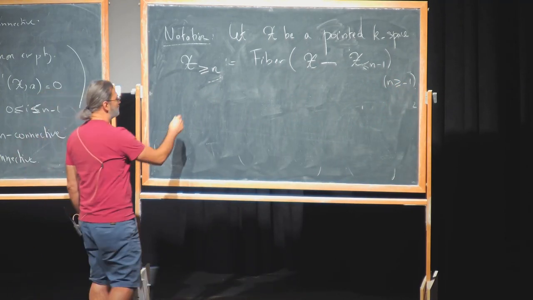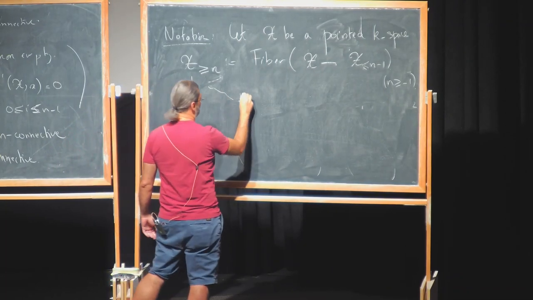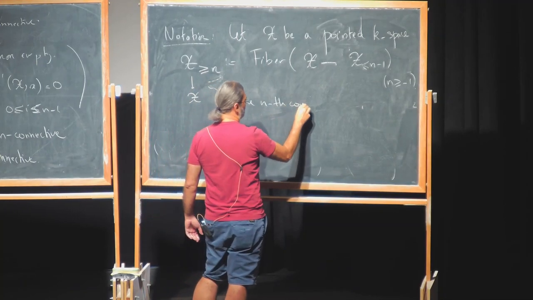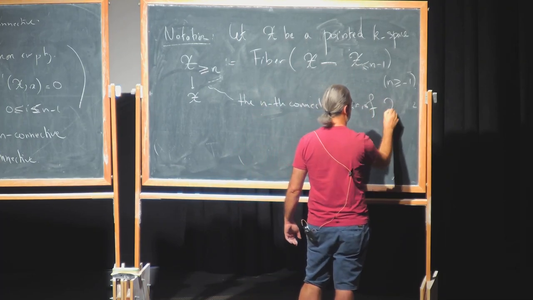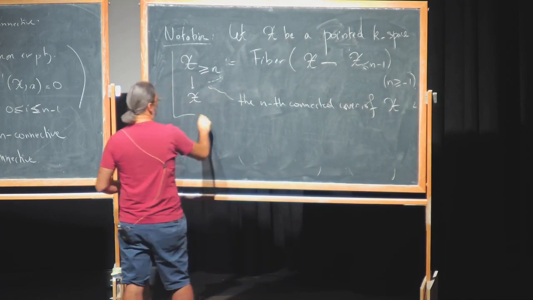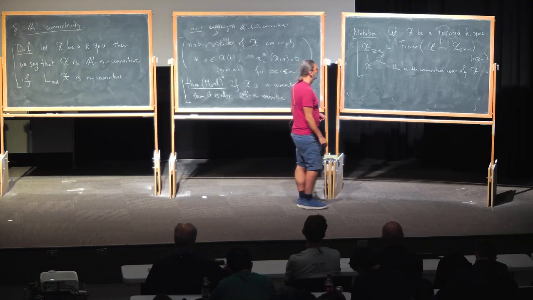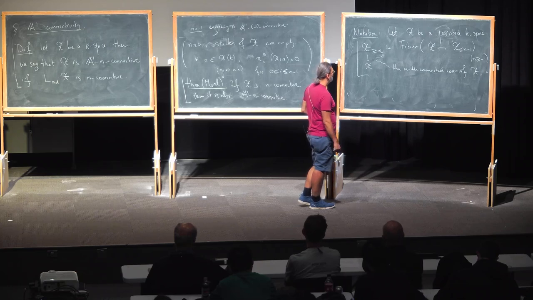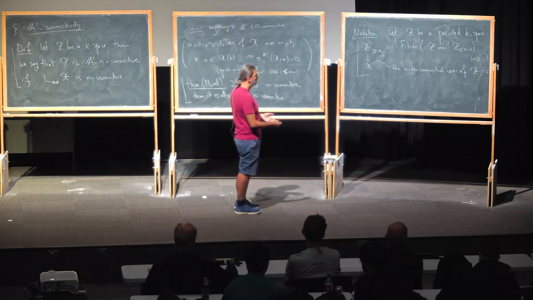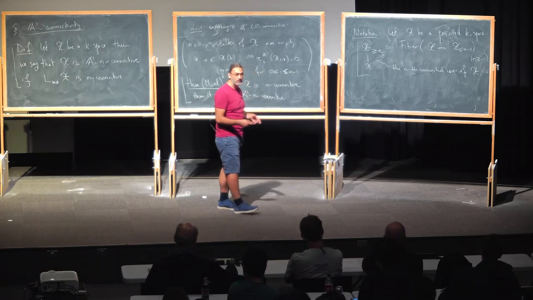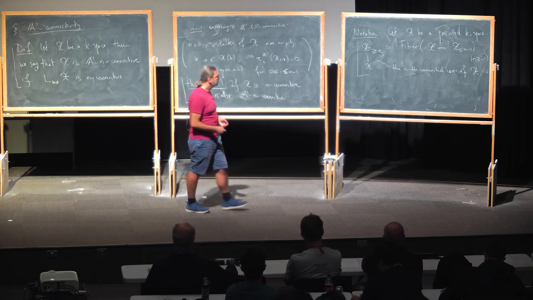So there is a map to X, and this map is called the nth connective cover of X. In case X is connected, or one-connective, and we take n equal to 2, this would be simply the universal cover of a space. This is a generalization of the universal cover construction, if you want.